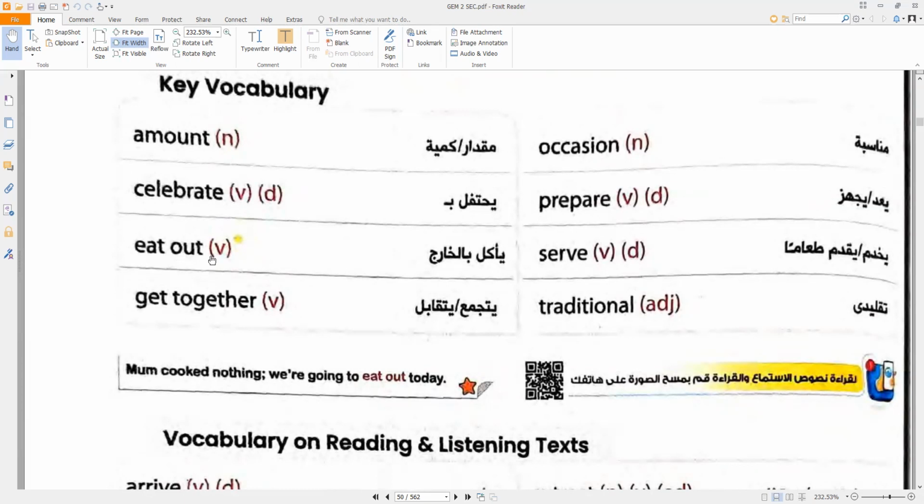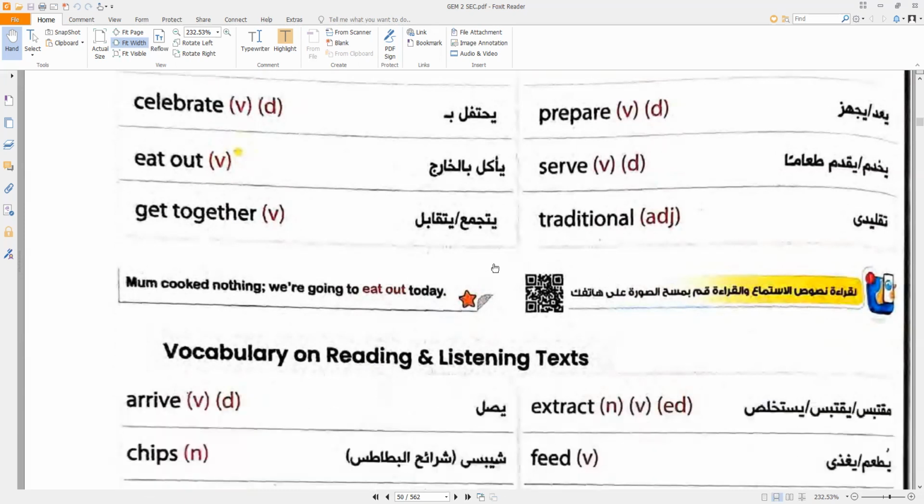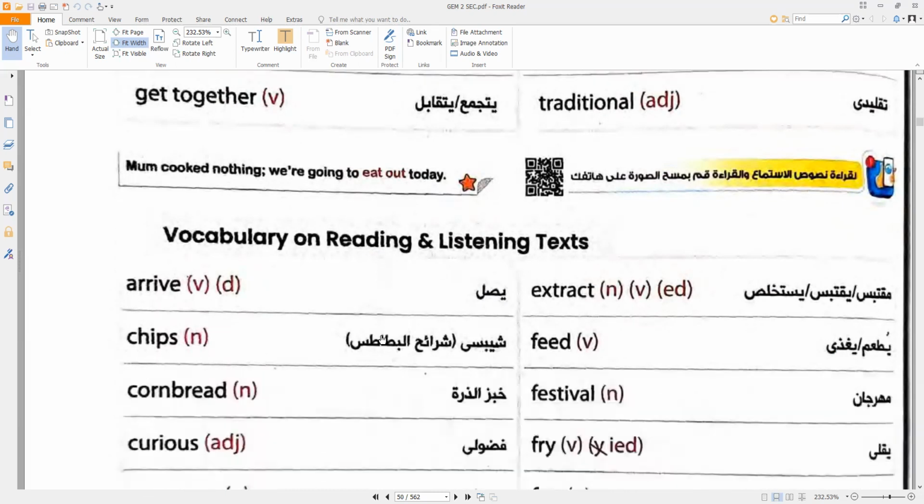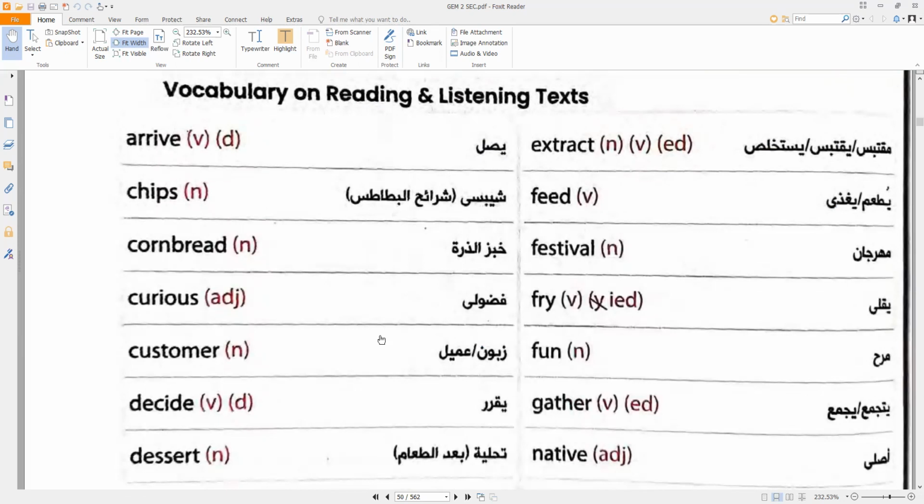Eat out, to eat out in a restaurant. Get together, meet, yeah. Occasion, especially social occasion. Prepare something. Serve. There is a famous restaurant that serves good and delicious traditional food. Yeah, like in Egypt, there are many traditional things, in clothes, and about eating our food. We can say stuffed cabbage or mahshi is a traditional dish in Egypt.